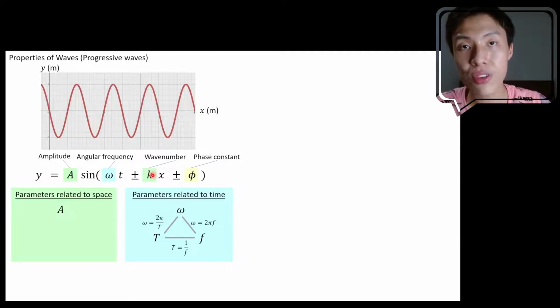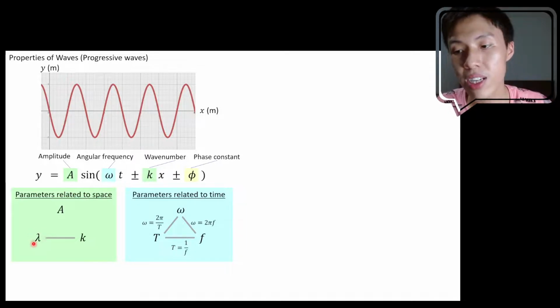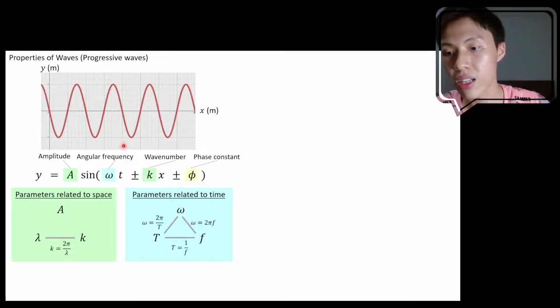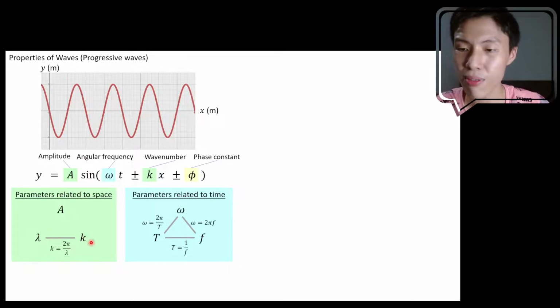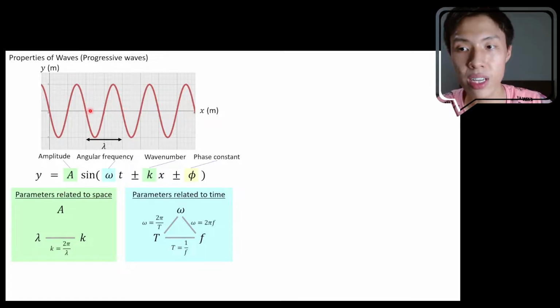Wave number is related to something you have learned from SPM, which is your wavelength. Wavelength is represented by the symbol lambda, and it is the distance between two successive points that are in phase. The definition for wave number is 2 pi divided by the wavelength. To give an example, a wavelength should be from here to here. You take one point, then find the next successive point having the same phase as the point we took. The distance between those two points is our wavelength.